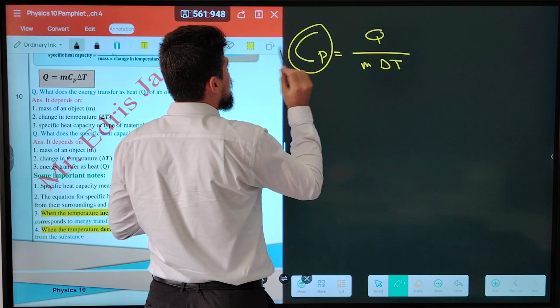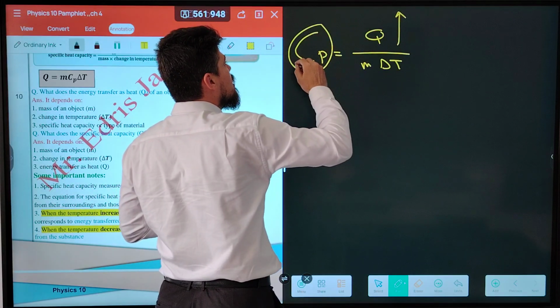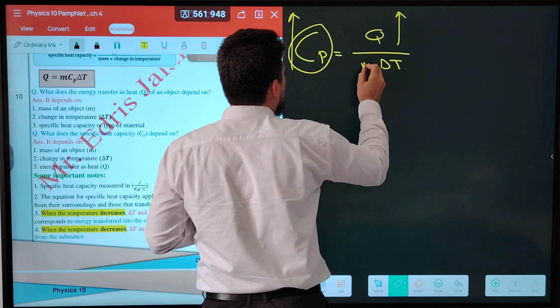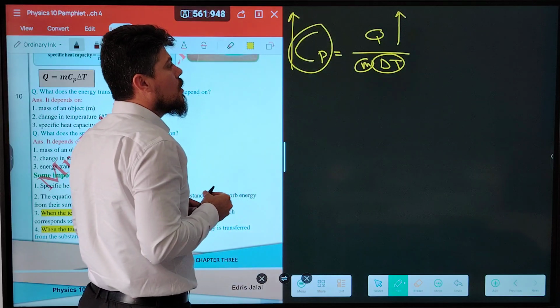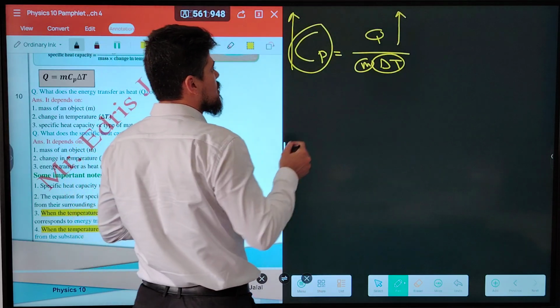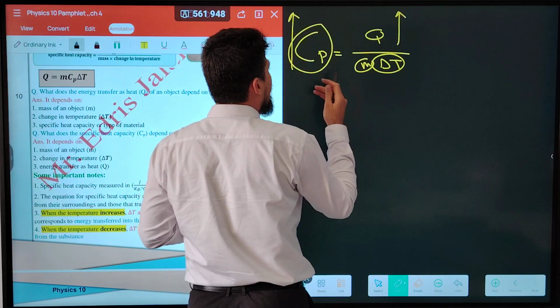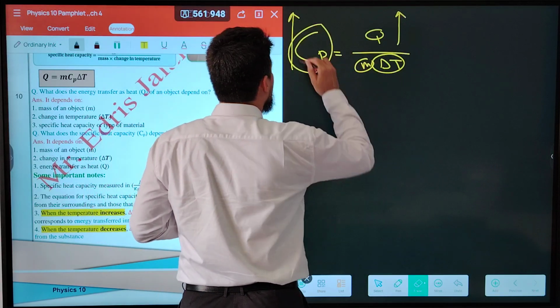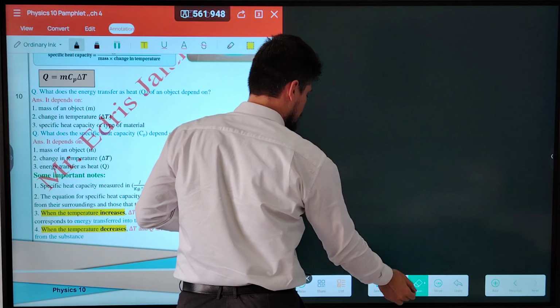The specific heat capacity depends on the amount of energy as heat: more energy as heat, more specific heat capacity. With mass it is inversely proportional, and with temperature change also inversely proportional. For example, with more mass, Cp for the substance is constant, but Q changes.